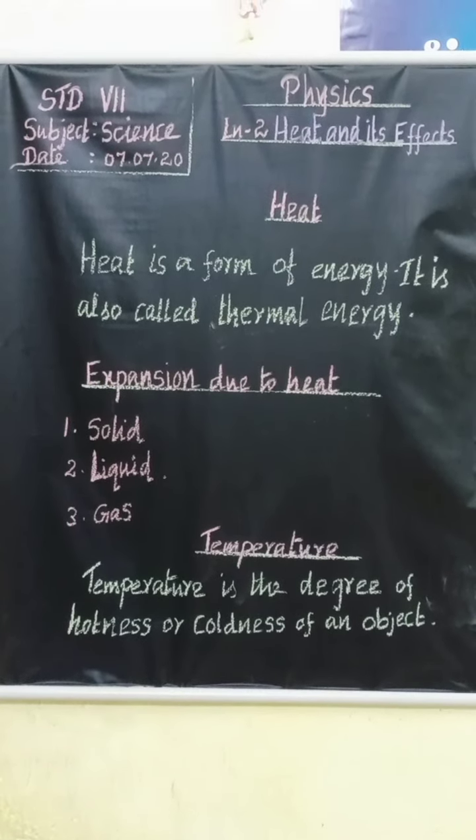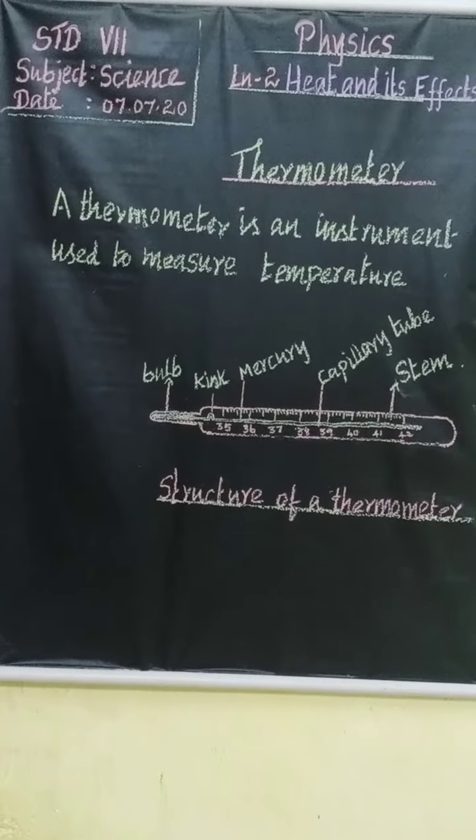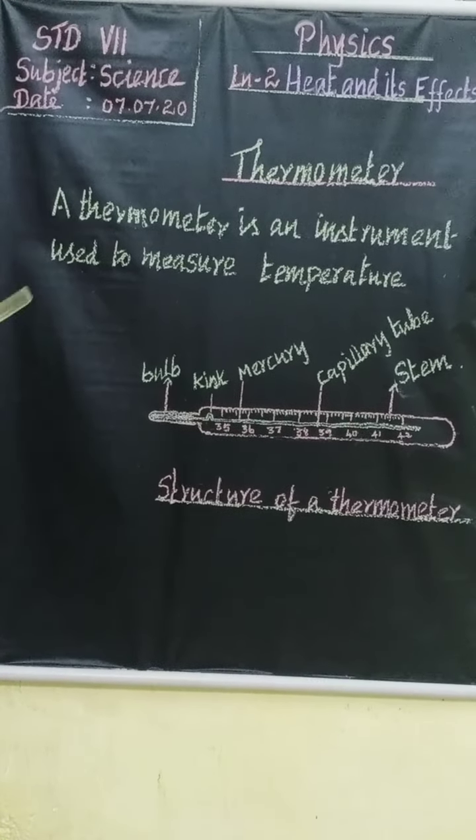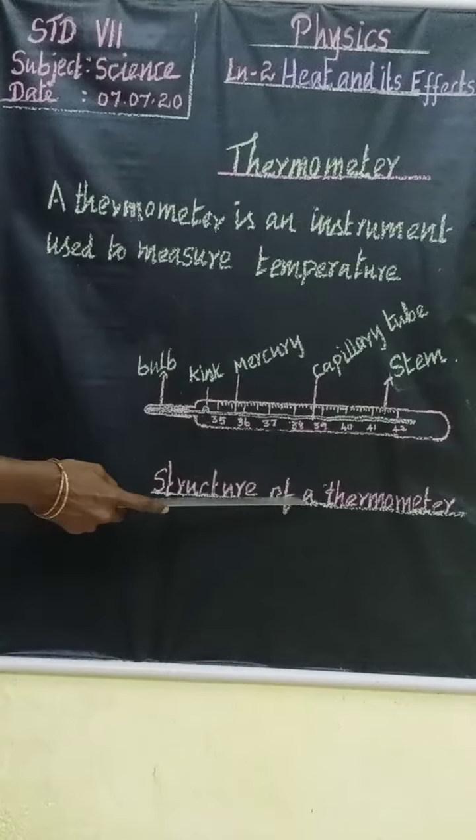The working of a liquid thermometer is based on the principle that liquids expand on heating and contract on cooling. The rate of expansion is different for different liquids. Already we know that liquids expand more than solids for the same rise in temperature. Yes, we need to know the structure of a thermometer.